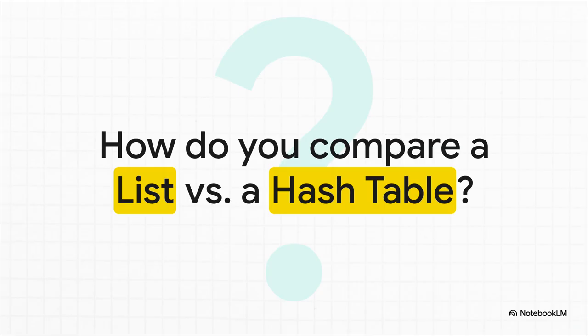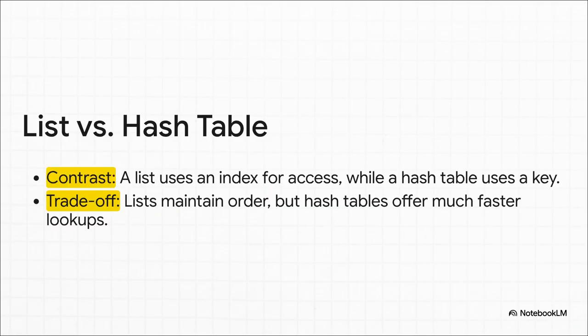So how do you nail the answer? Here's the key. You start by hitting the main contrast right away. A list uses a numeric index to get to an element, while a hash table uses a unique key. Then, you immediately follow up with the classic engineering trade-off: order versus speed. Lists keep things in order, but hash tables give you way faster lookups. That's a home run answer.